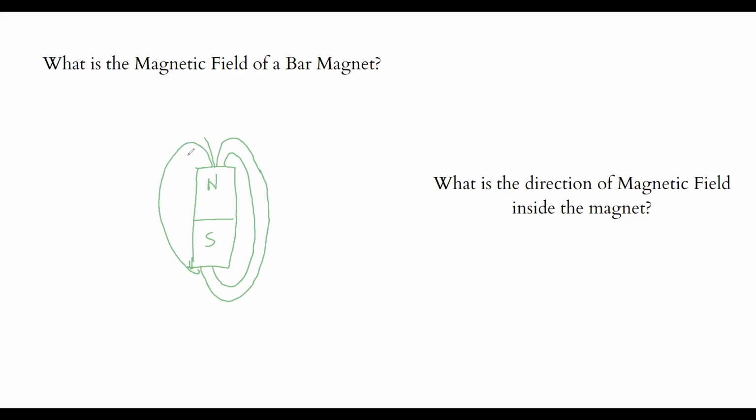They should be symmetrical actually. So you can draw it. In both sides we have the same distribution of the magnetic field, and the magnetic field lines will be symmetrical on both sides. What is the direction of the magnetic field inside the magnet? We have the lines moving from north to south.